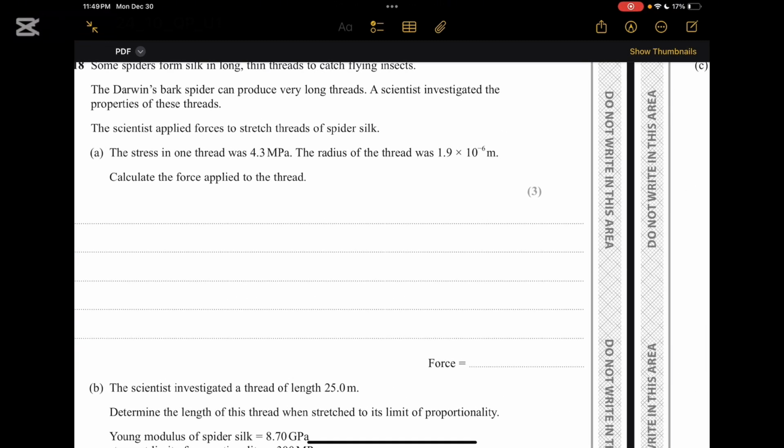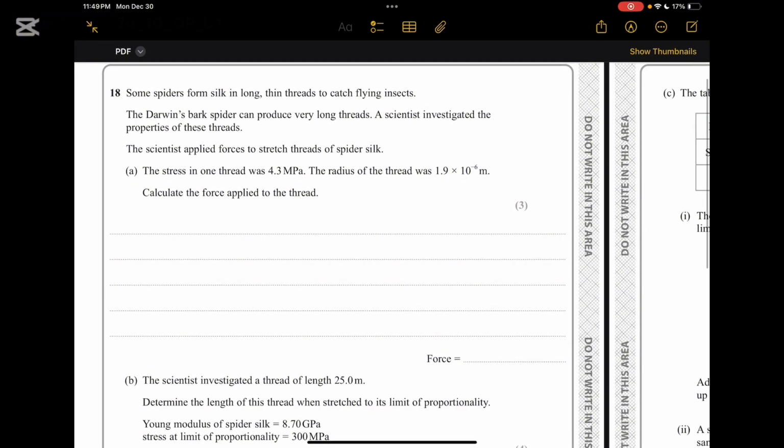This is question number 18. In question number 18, what they have said is, some spiders form silk in long thin threads to catch flying insects. Darwin's bark spider can produce very long threads. Students investigated the properties of these threads. Actually, this type of question, this extra information is not that required.